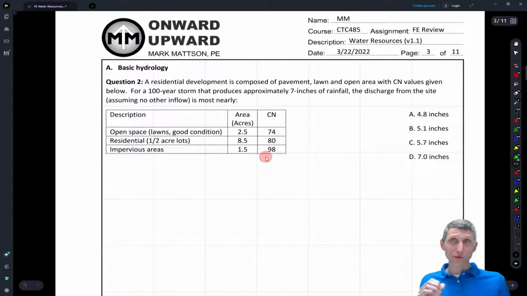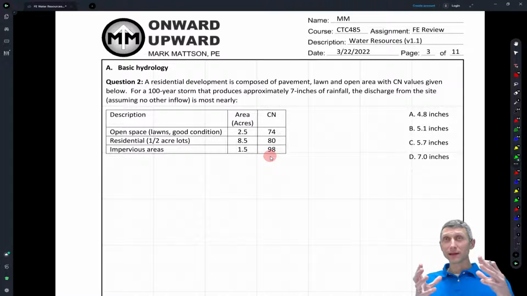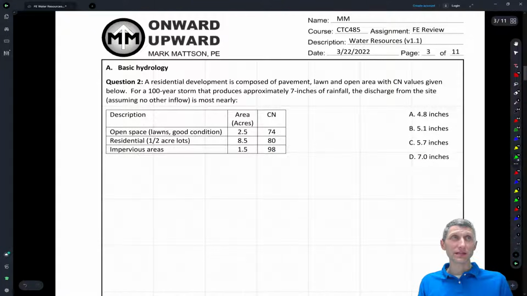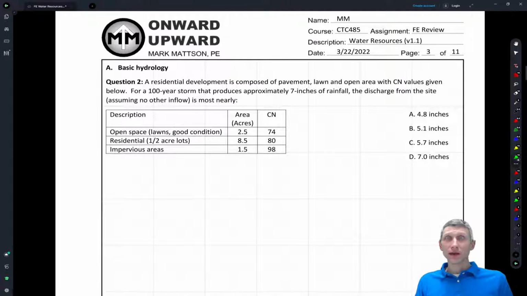It's not a curve number of 100, because even though the pavement will pretty much take all of that water and shed it off, it's not going to shed off 100% of it. It's going to shed off most of it, okay? And that's okay. We can take a look at that and still be okay with it.